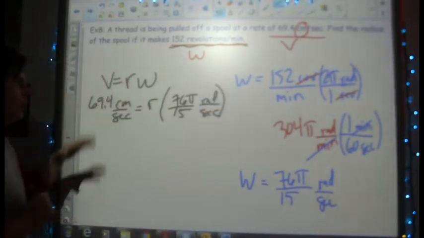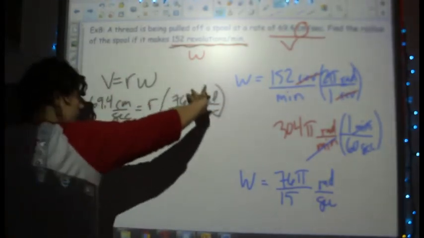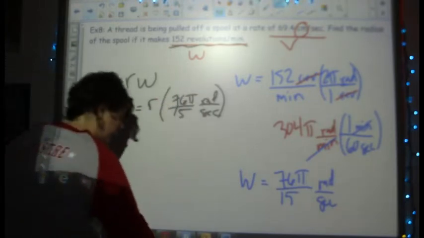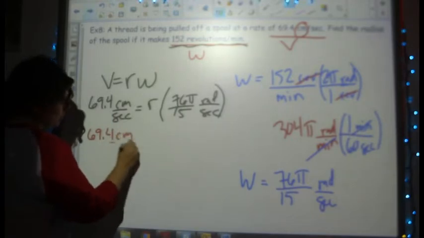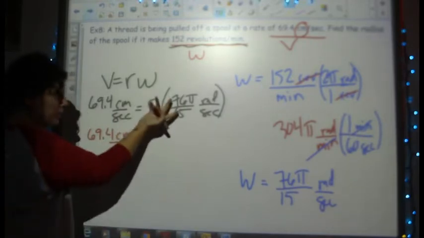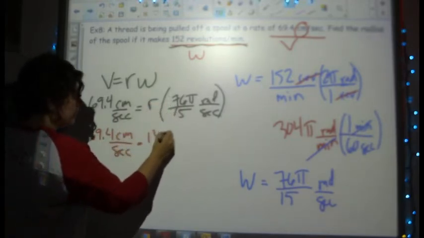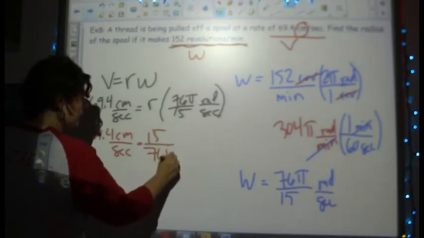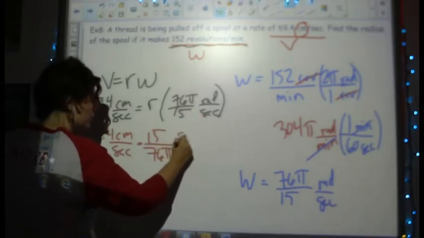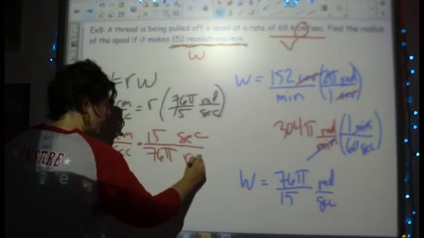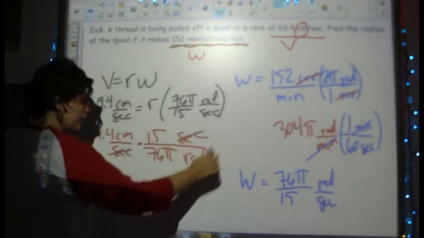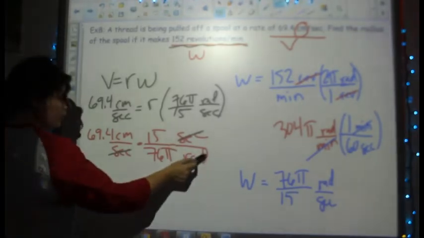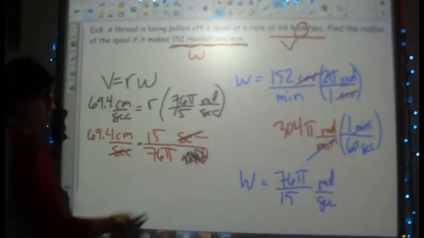All right, so when I do this, remember, I'm going to divide, and when I divide by a fraction, I flip and multiply. So this becomes 69.4 centimeters per second times, flip and multiply, 15 over 76 pi. And again, the units flip also, so the seconds are on top, radians are on the bottom. Centimeters on the top and bottom cancel. Remember, when we get another unit, radians kind of just fade to the back there.